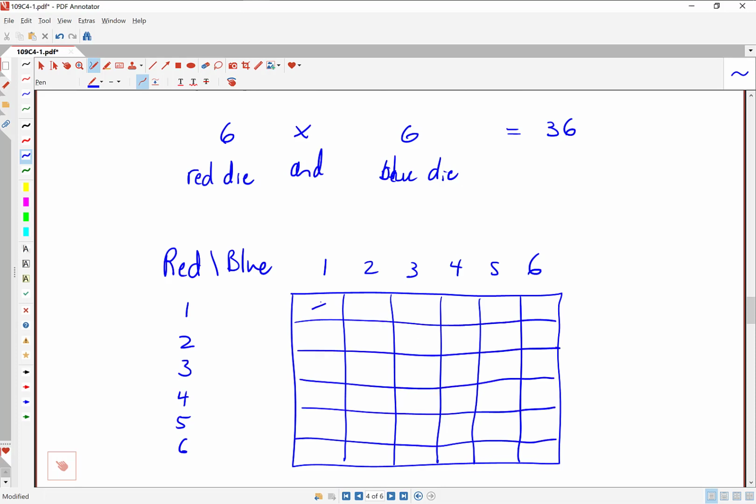So for example, this square represents rolling a 1 on both of your dice. This square here represents rolling a 1 on red and 2 on blue. And notice that that's different than doing it the other way around. Rolling a 1 on blue and 2 on red is different. You can tell the difference between those 2 outcomes. So 36 outcomes in total, each one just represented by a little square in this table.